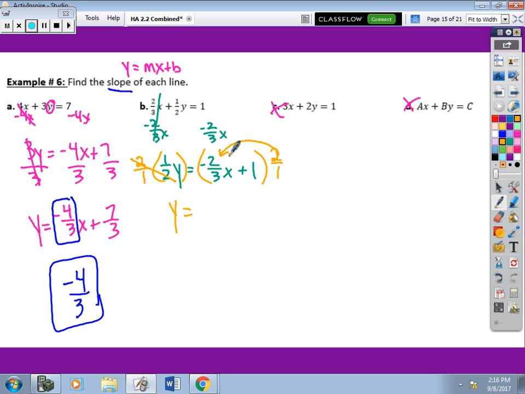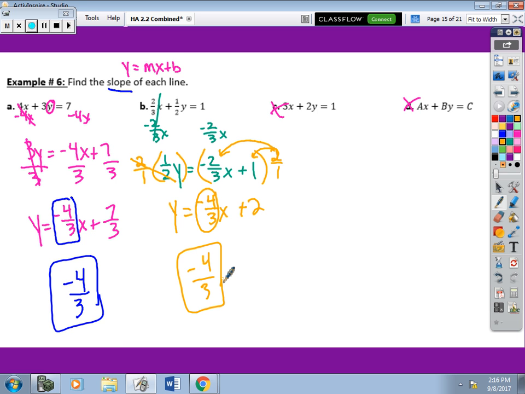And you do want to make sure you distribute that too. So it would be negative 4/3 x plus 2. So the slope again is negative 4/3. I did those two examples on the extra video if you need them.